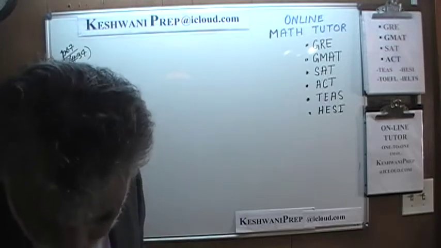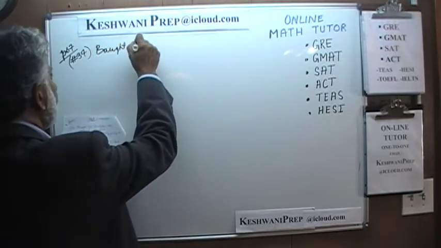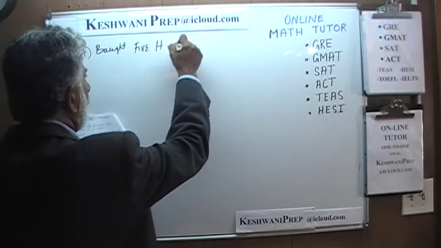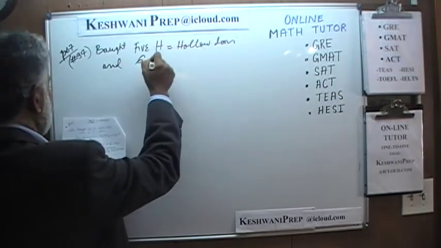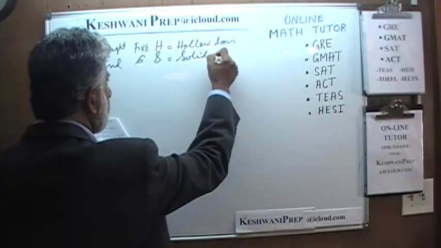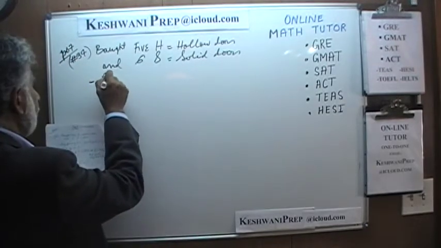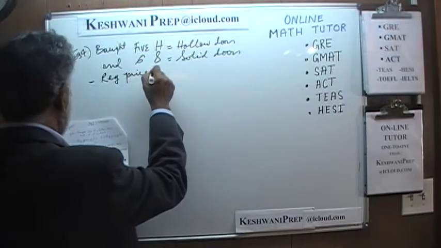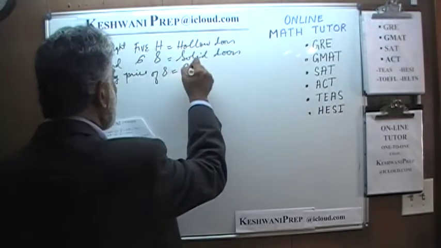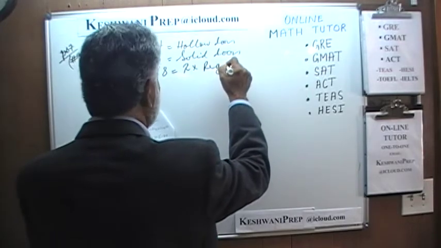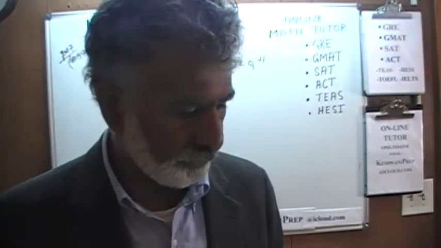Number 34. In number 34, we're buying some doors, and we are told that we bought 5 hollow doors and 6 solid doors. We are further told that the regular price of a solid door is twice the regular price of a hollow door. In other words, solid doors cost us twice as much as the hollow doors.